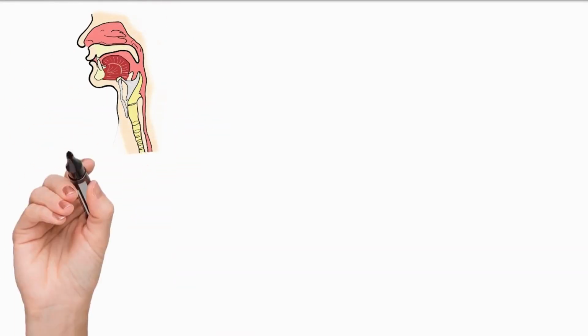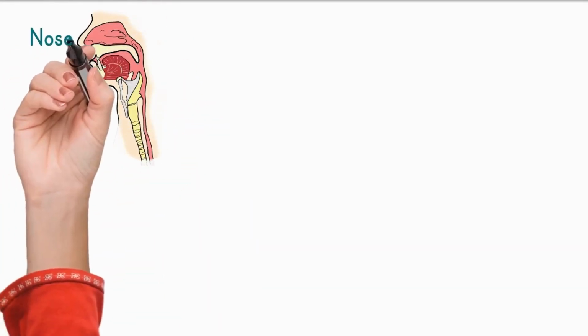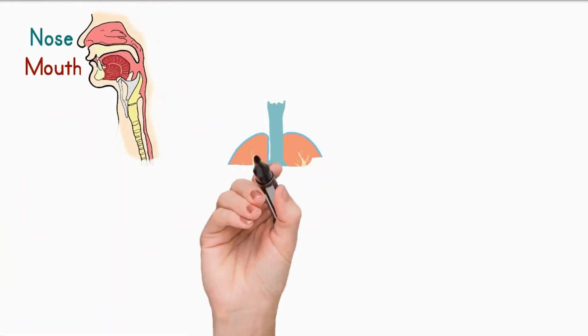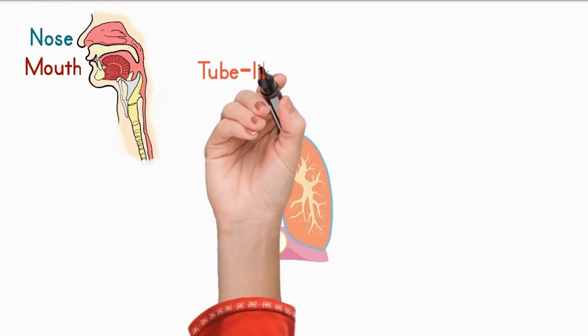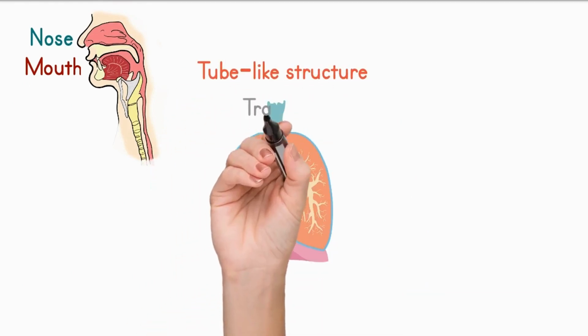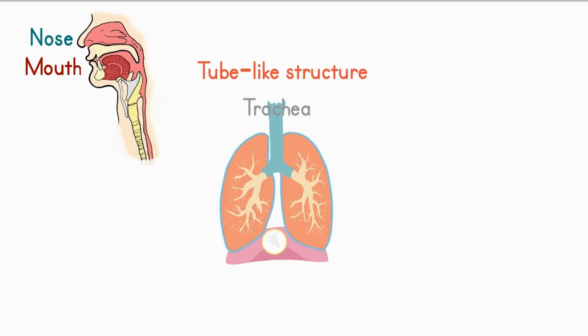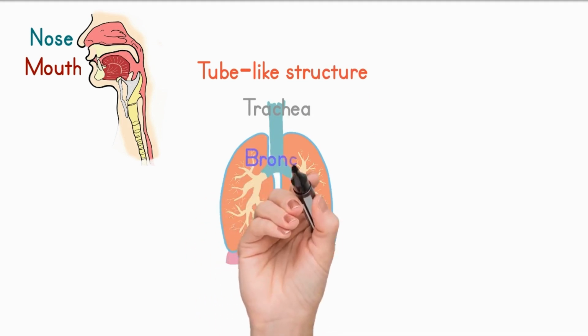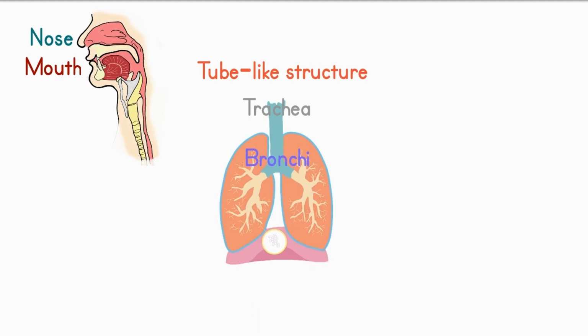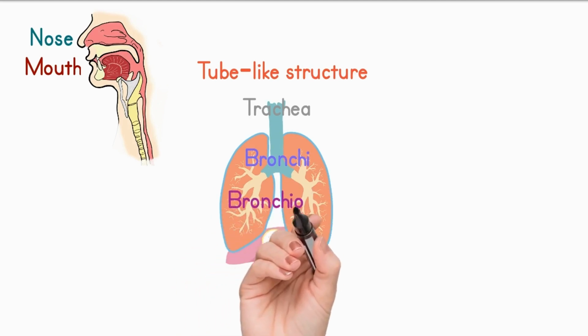The process begins as we inhale air through our nose and mouth. The air then travels down the trachea, a tube-like structure that connects our nose and mouth to the lungs. The trachea branches into two smaller tubes called bronchi, which further divide into even smaller tubes called bronchioles.